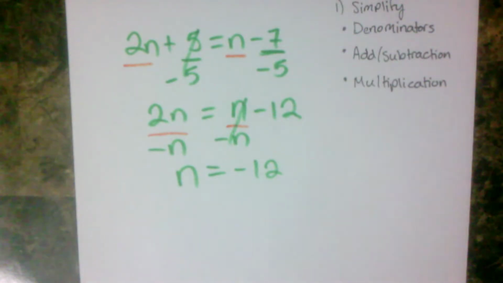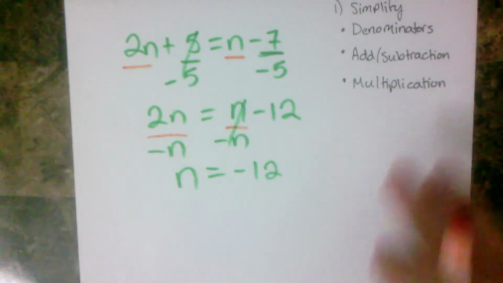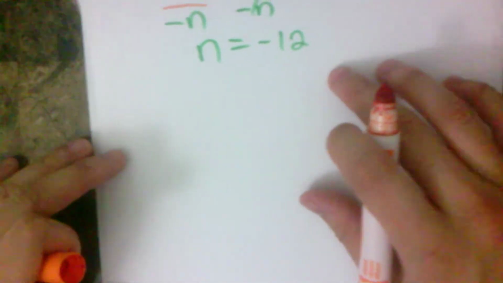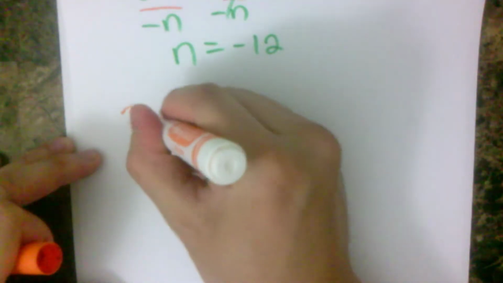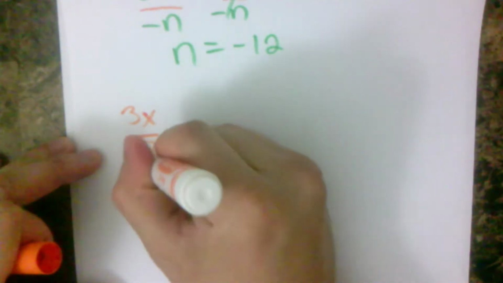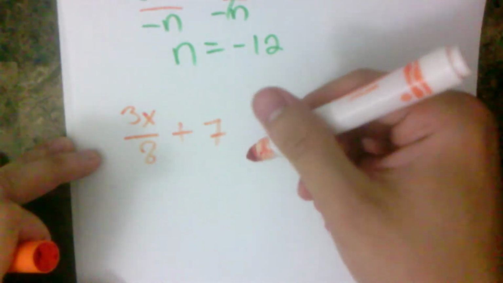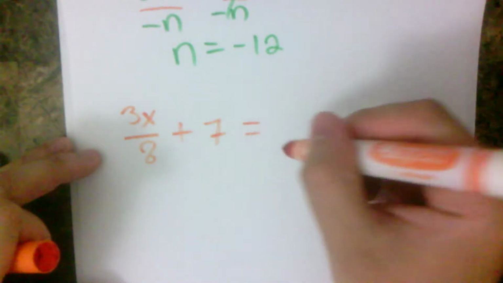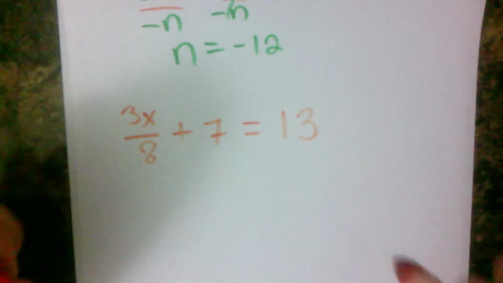Okay, a little bit more complex. I'm going to go ahead and do an example that includes a bunch of different elements of this. So let's go ahead and take a look at one more equation, a little bit different this time. It's going to have a couple more elements in it. Something like 3x over 8 plus 7 equals 13. Okay, some example like this.